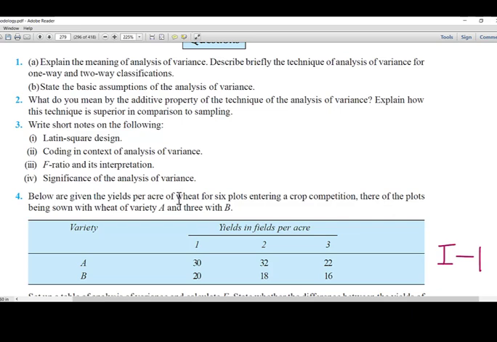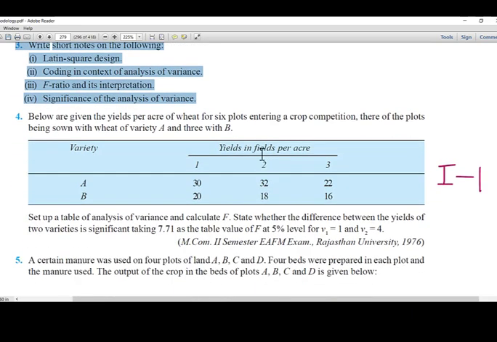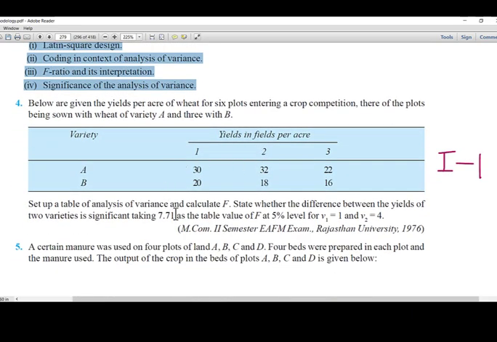Actually, about all these questions 1, 2, 3, you can give your answers briefly, whatever you think, right? Then coming to this problem number 4, below are the given yields per acre of wheat per 6 plots entering a crop competition. 3 of the plots, here is the printing mistake, it is 3. 3 of the plots being sown with wheat of variety A and 3 with B.